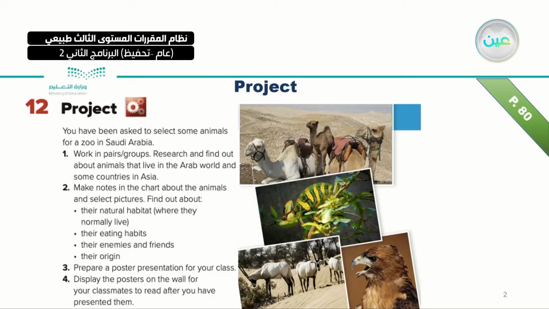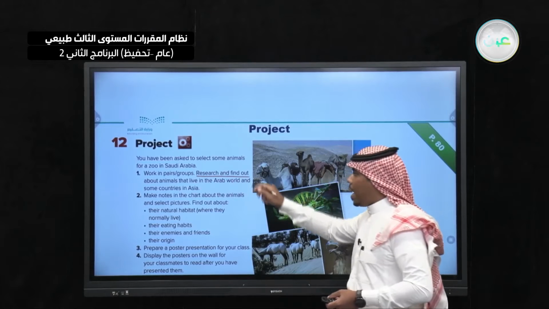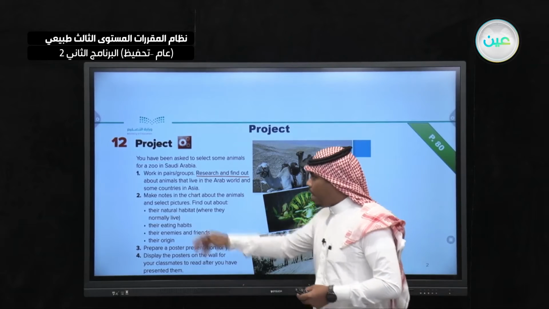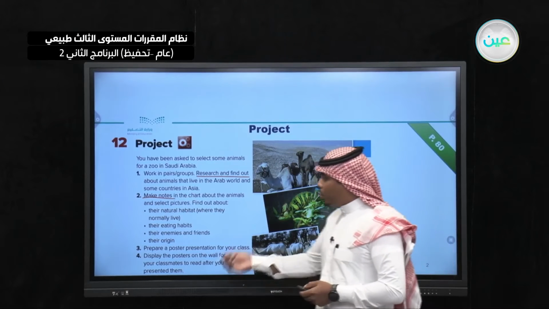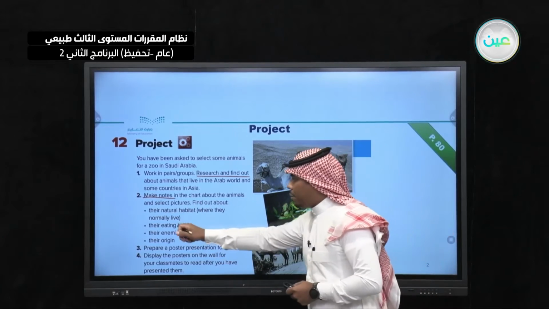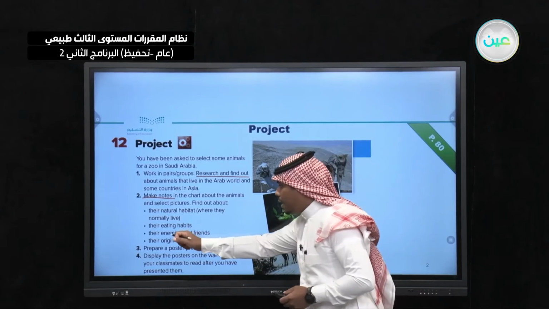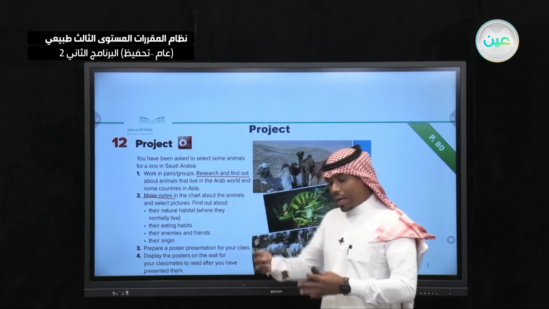Here we have the revision, of course, and we talked about the project, and I've asked you to do what? Do you remember? Very good. You have been asked to select some animals for a zoo in Saudi Arabia. Then, inshallah, you are going to research and find out about these animals. Then you have to make notes in the chart about the natural habitat, I mean the place or the house, their eating habits, their enemies or friends, and even their origins. Where are they exactly from?